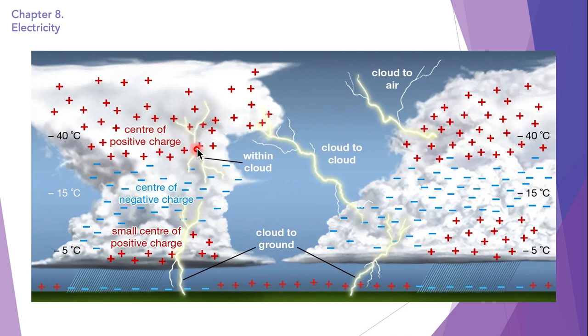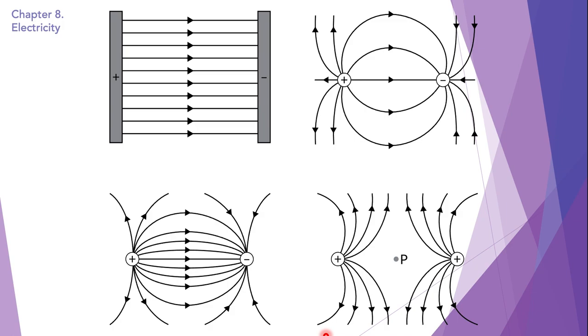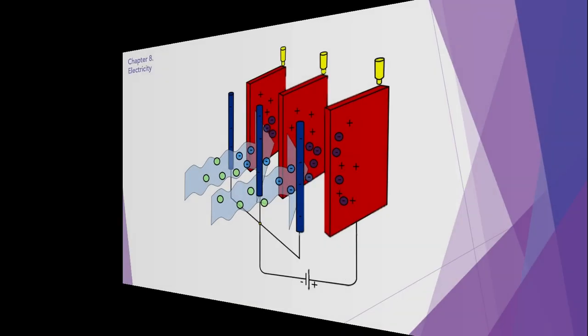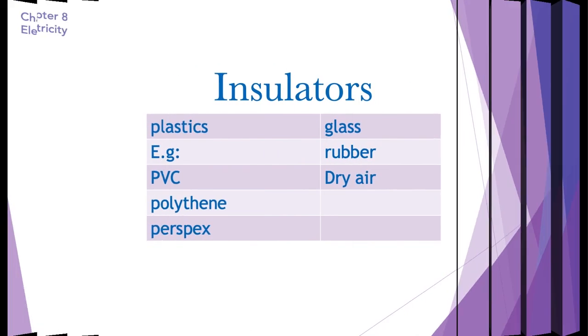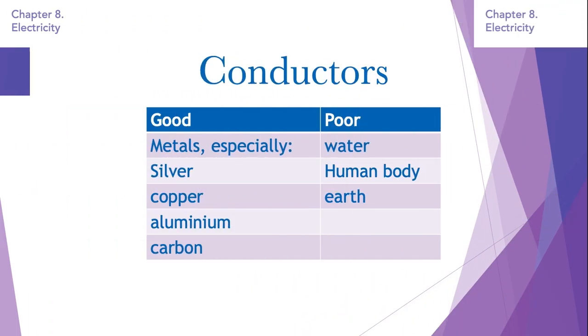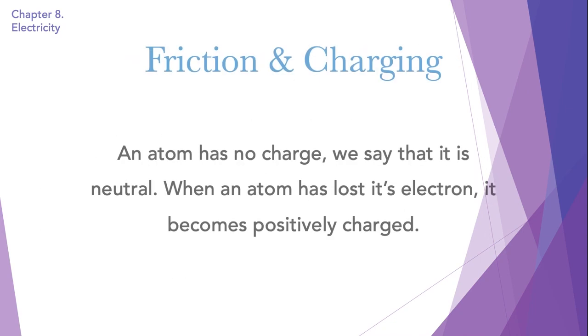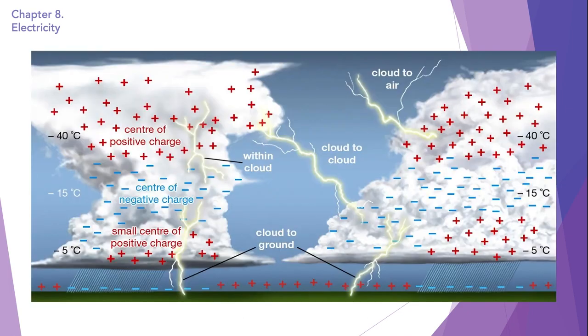Now that we've understood static electricity, charges, ions, electric field patterns, the use of electrostatic charge in many different devices like the photocopier, semiconductors, insulators, and conductors, charging by induction and charging by friction, and attraction and repulsion between charges, we can now move ahead to understanding current in a simple circuit.